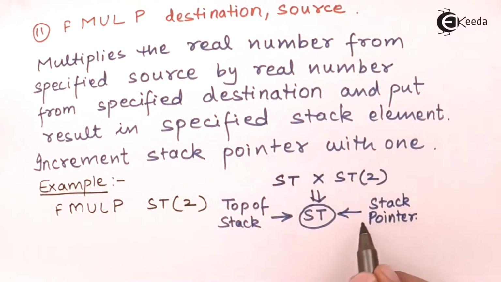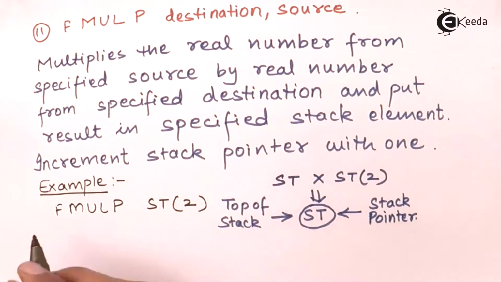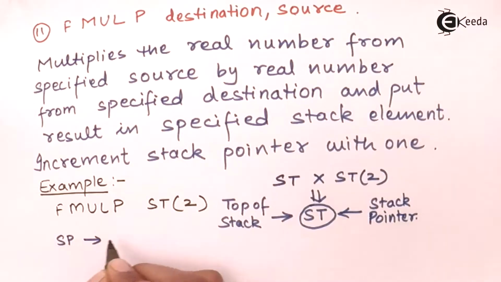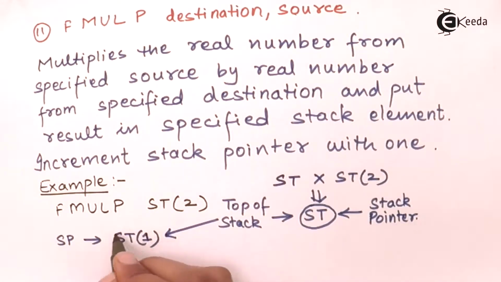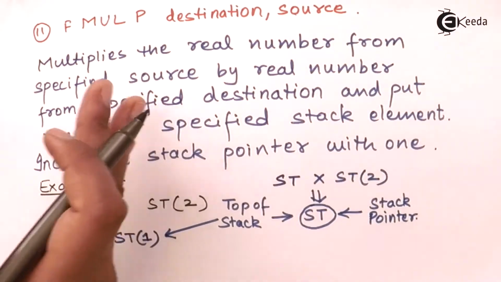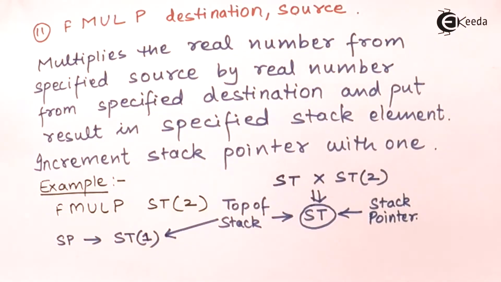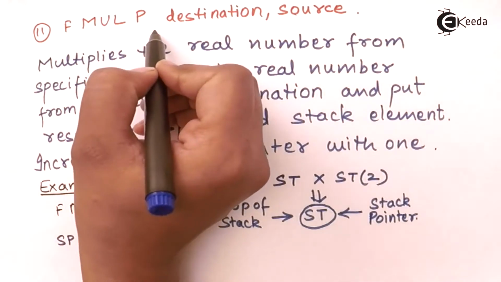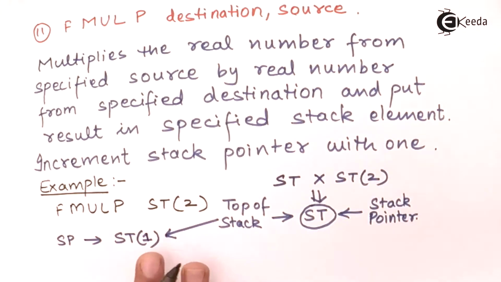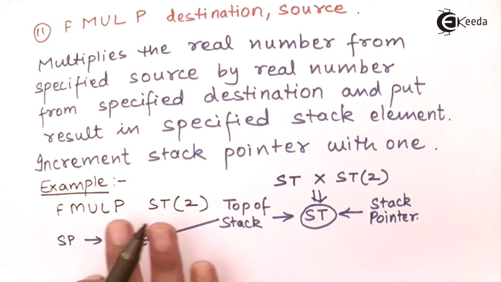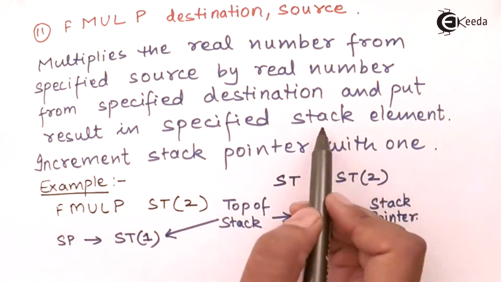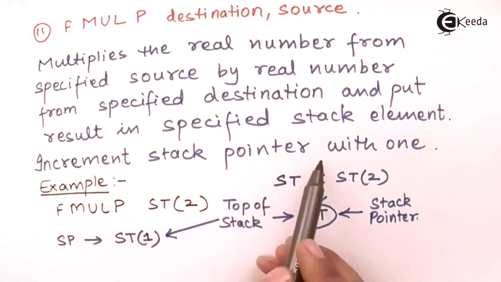So earlier the stack pointer is at ST. When it is incremented, the stack pointer is now at ST1. Okay. So now the top of the stack will be ST1. So that is the difference between the FMUL instruction and the FMULP instruction. Okay. One of the operands is the top of the stack, that is ST, if the destination and source are not specified in the instruction. Okay. And after this result storage, the stack pointer is incremented by 1.